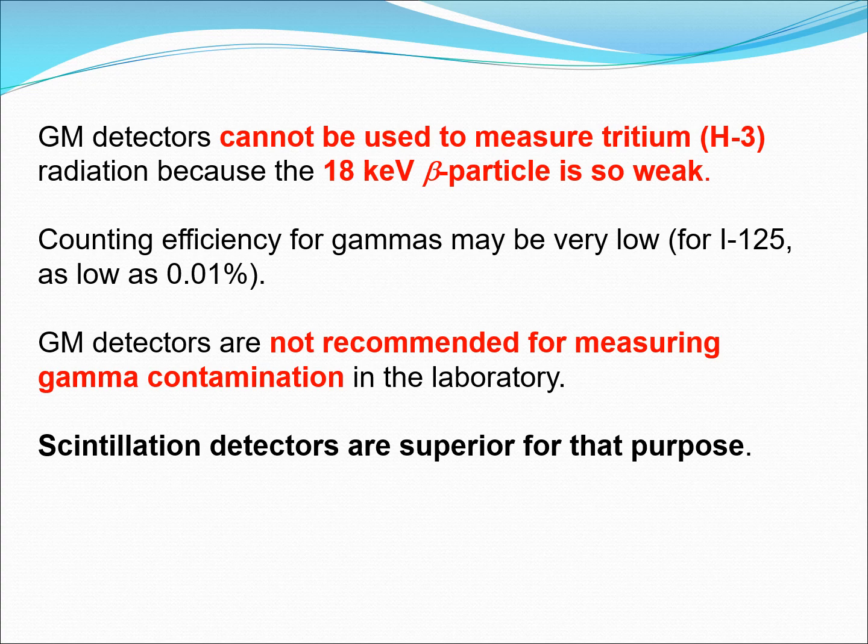The other limitation is that you cannot use GM counters for measuring tritium, because tritium has a very low energy emission of 18 keV from its nuclide. It is an 18 keV beta particle, which is considered to be a weak beta, and GM counters are not useful for its measurement. And so when you have gamma contamination, it is best to survey using scintillation detectors rather than GM detectors.